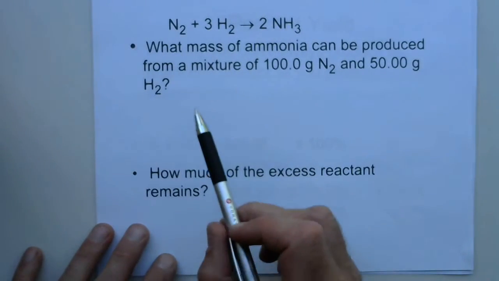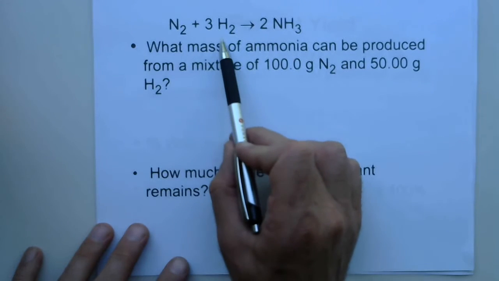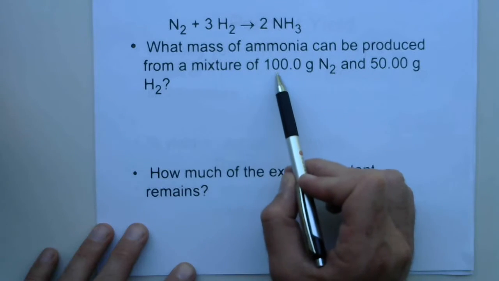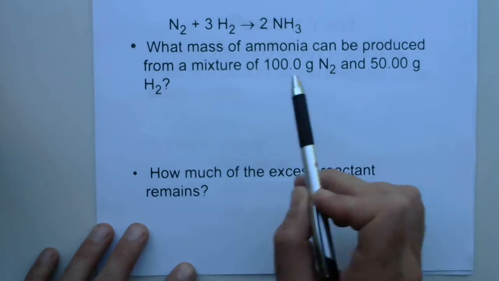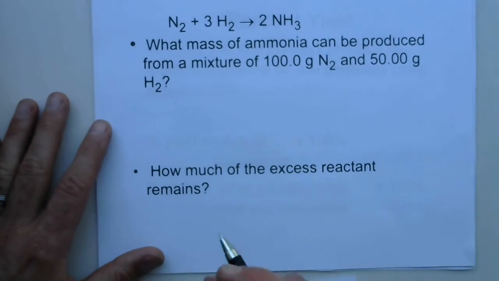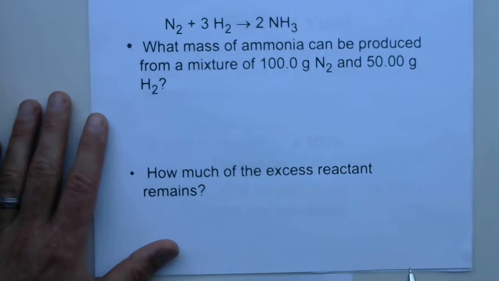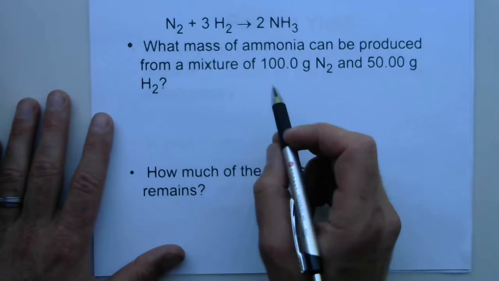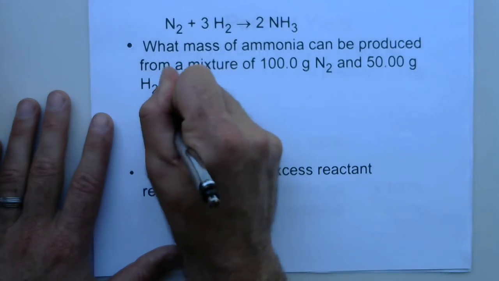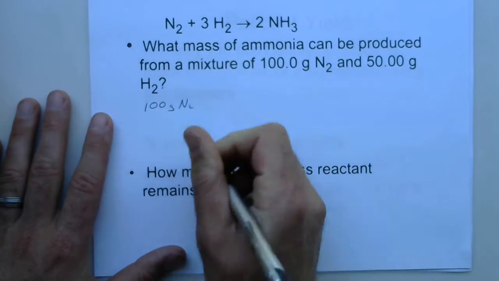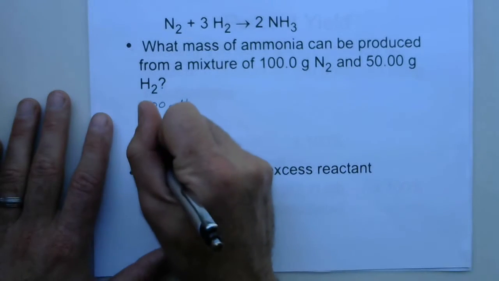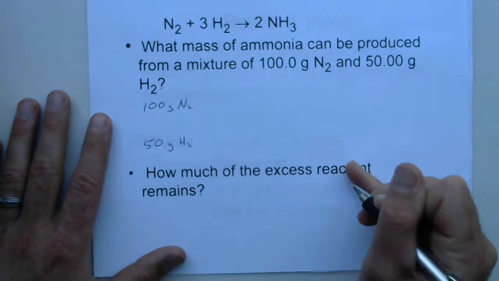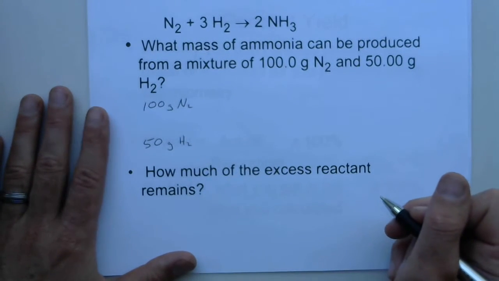All right, so here's a question. We've got a balanced equation for nitrogen and hydrogen making ammonia. And it says, what mass of ammonia can be produced from a mixture of 100 grams of nitrogen and 50 grams of hydrogen? Like I said earlier, there's multiple ways of doing it, but the easiest way I think is to do 2 stoichiometry problems. So we'll start first with the 100 grams of nitrogen, and we'll go through and see how much that can make. And then completely separate from that, we'll take our 50 grams of hydrogen and go through the process and see how much of the product can be produced using that hydrogen.